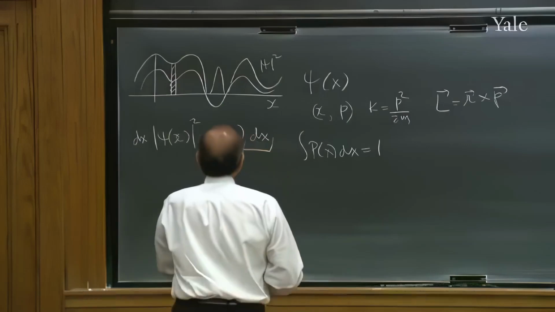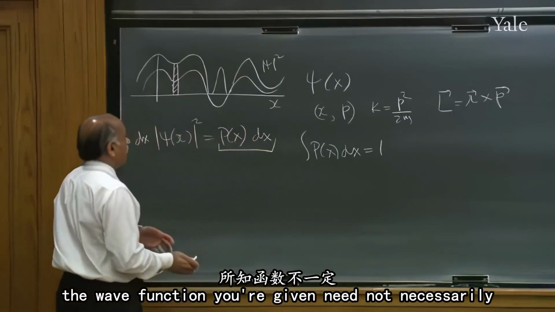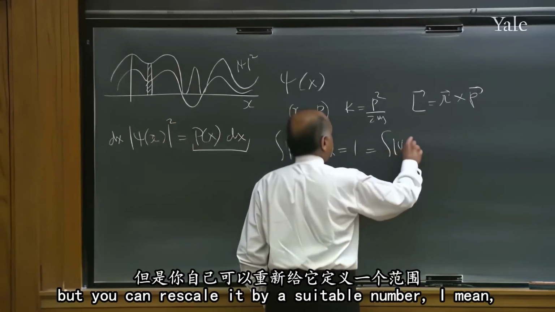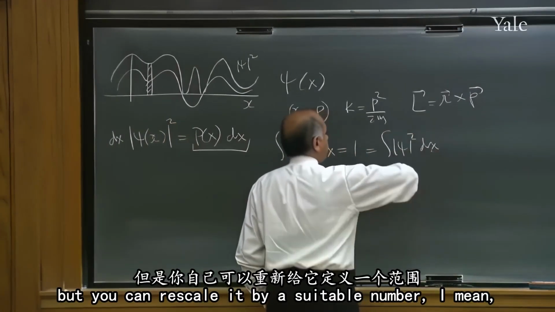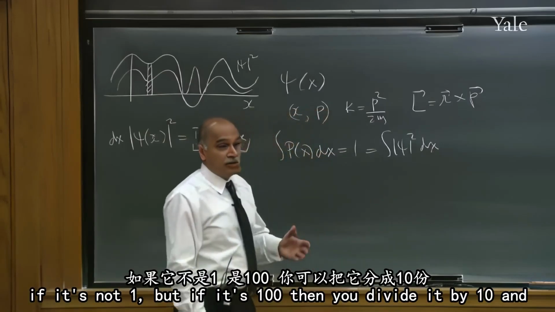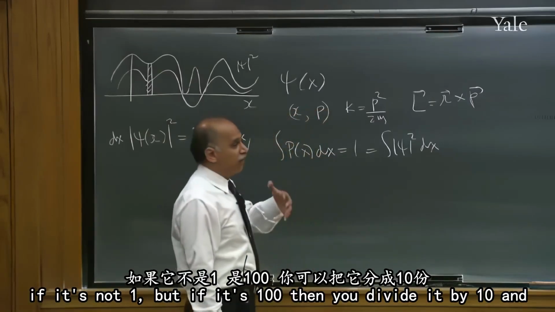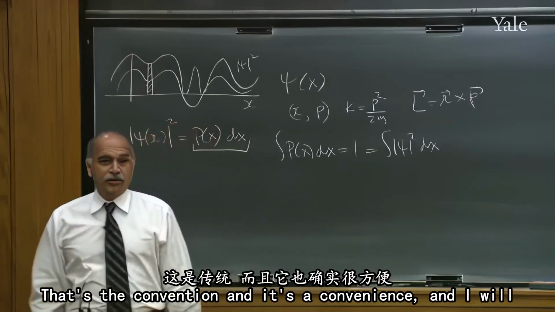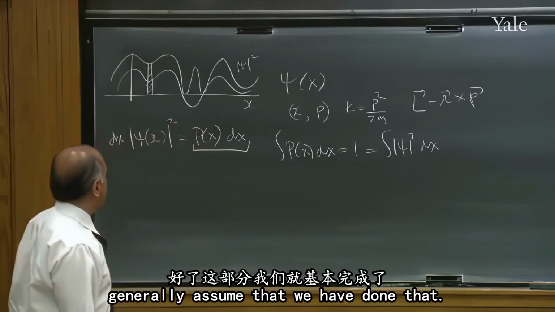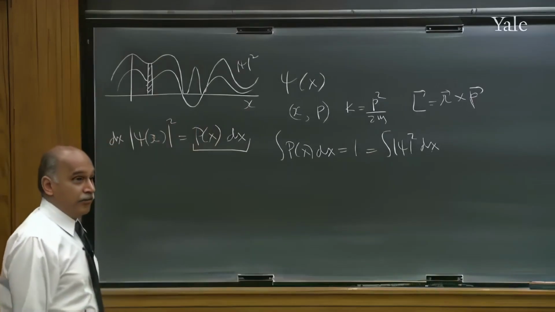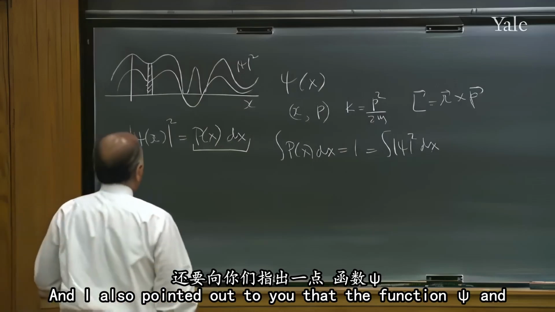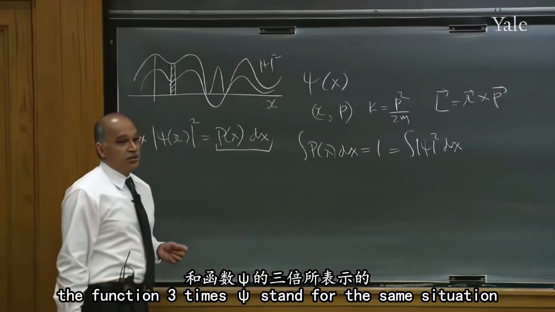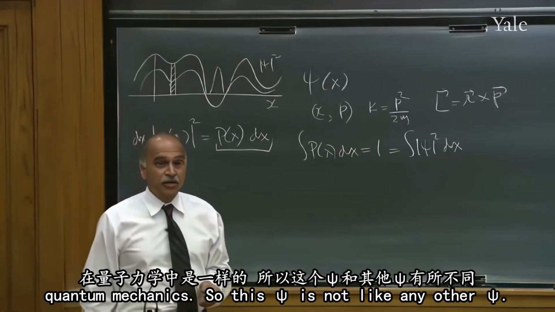So in quantum theory, the wave function you're given need not necessarily have the property that its square integral is 1. But you can rescale it by a suitable number. I mean, if it's not 1, but if it's 100, then you divide it by 10, and that function will have a square integral of 1. That's a convention, and it's a convenience, and I will generally assume that we have done that. And I also pointed out to you that the function psi and the function 3 times psi stand for the same situation in quantum mechanics. So this psi is not like any other psi.